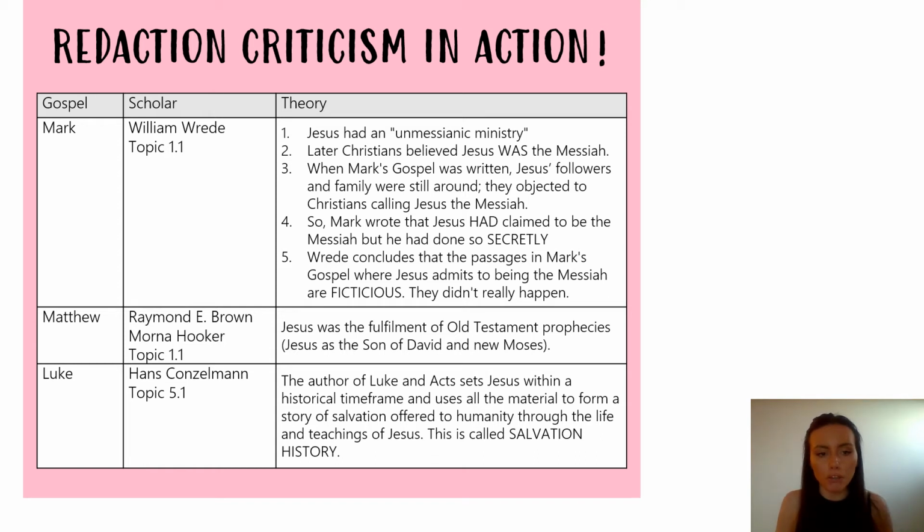So I've got an example from each of the synoptic gospels. In Mark's Gospel, an example of a redaction critic would be William Wrede and his theory of the messianic secret, which is topic 1.1, prophecies regarding the Messiah. In Matthew's Gospel, you can look at the works of either Raymond E. Brown or Mona Hooker and explore how Matthew, especially in his birth narrative, tries to get across the notion that Jesus is the fulfillment of the Old Testament prophecies, such as being from the line of David and the new Moses.